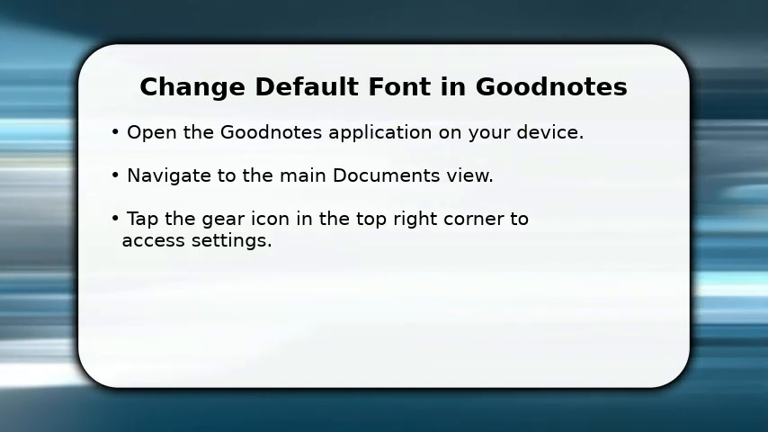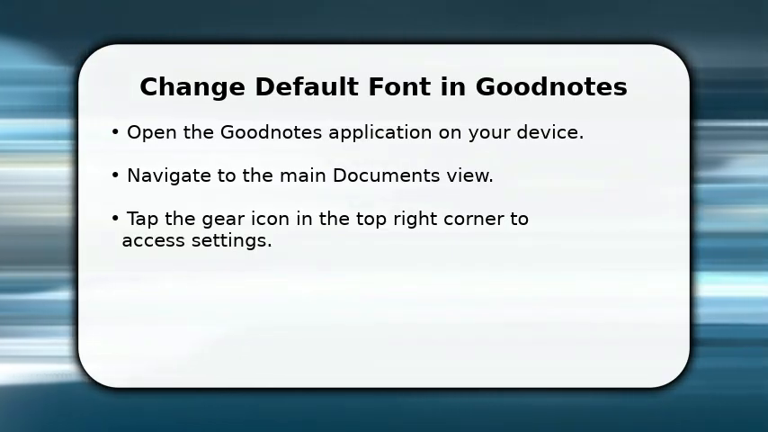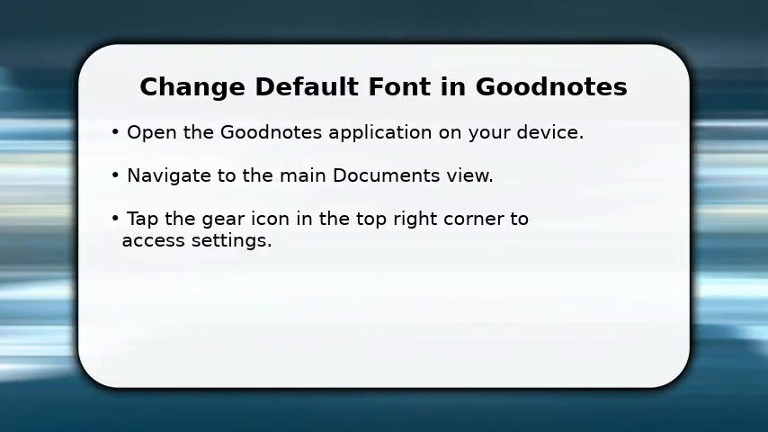Look for the gear icon, typically located in the top right corner of your screen. Tapping this icon will open up the main Settings menu, allowing you to customize various aspects of your GoodNotes experience.